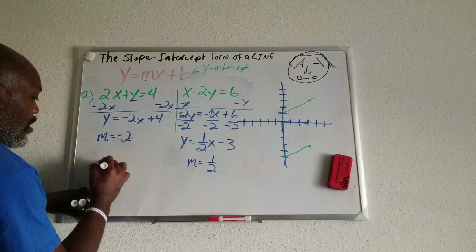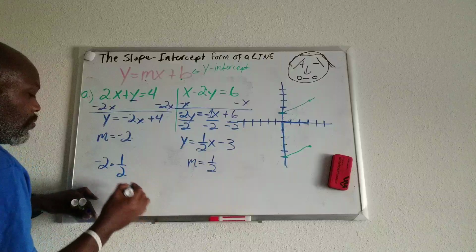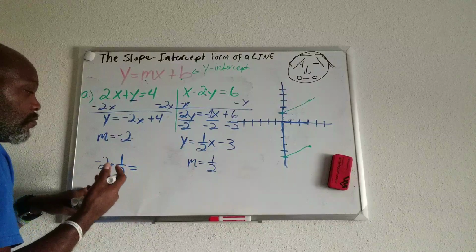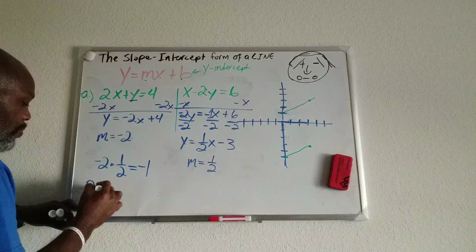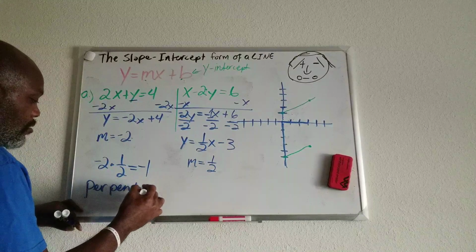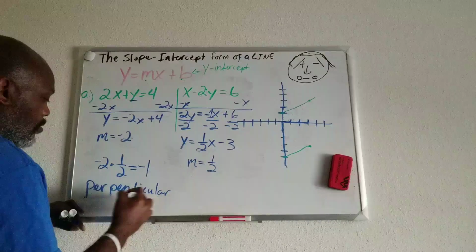Now, if I multiply -2 times 1 over 2, what would I get? Well, half of 2 is 1. Half of 2 negatives is negative 1. So these are perpendicular lines.